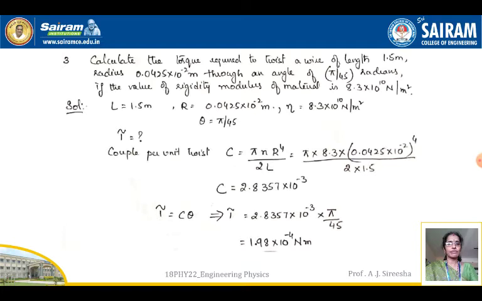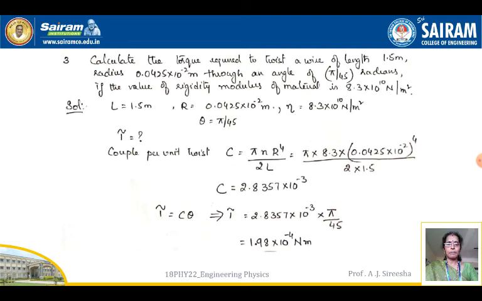Length is 1.5 meters. Radius of the wire is given, r is equal to 0.0425 into 10 to the power of minus 2 meters. And rigidity modulus is also given, 8.3 into 10 to the power of 10 Newton per meter square. And the value of theta is pi by 45. Now what do you have to calculate? You have to calculate the torque tau.